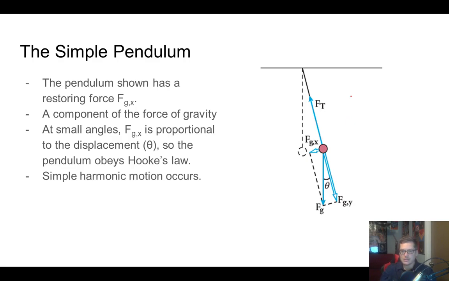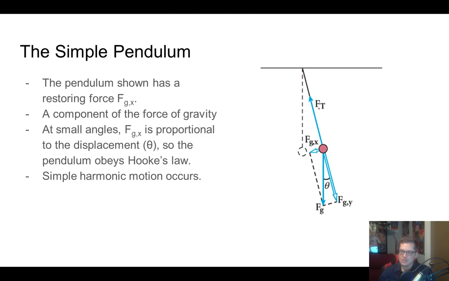Okay, last little bit here. Simple pendulums are also an example of simple harmonic motion. So don't let this graph confuse you. Let's just look at what's going on real quick. So we've got a pendulum. This dashed line here, that's its equilibrium point. So ignore all this for a second. This is its equilibrium point right here.